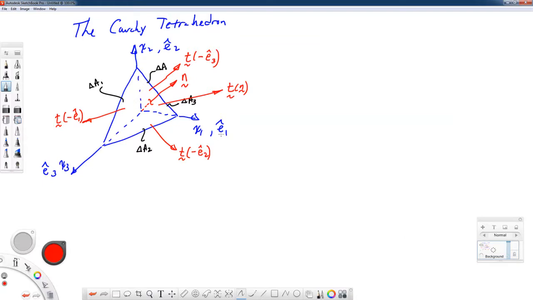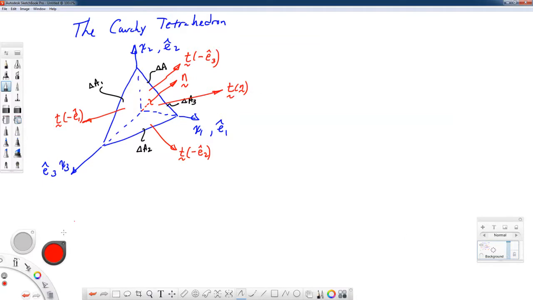Now there's no such thing as the equilibrium of stresses. The summation of stresses equal to 0 is not a thing. But there is a thing called the equilibrium of forces, the summation of forces equal to 0. So if we want to use that idea of equilibrium, we need to convert these tractions into forces. We do that by multiplying them by the areas on which they act.